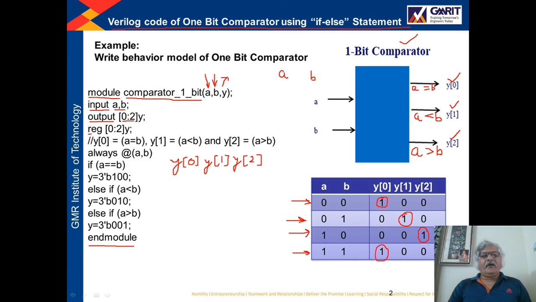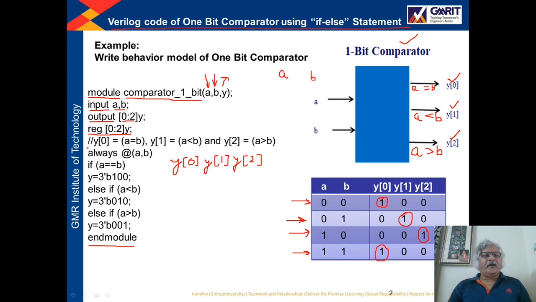Then we have declared reg type y. So again we have declared the y vector as a reg type, because in our Verilog module we will assign values to this y in the statements which are inside the always block, and for any statements inside an always block, if you are assigning a value to any variable, that must be declared as a reg type. That's why we have declared it as a reg type.